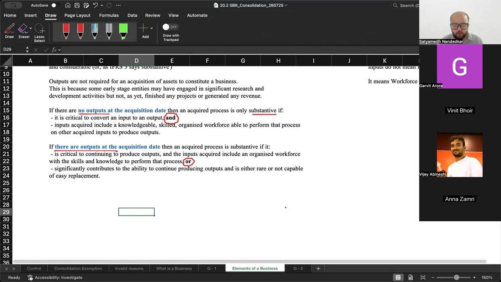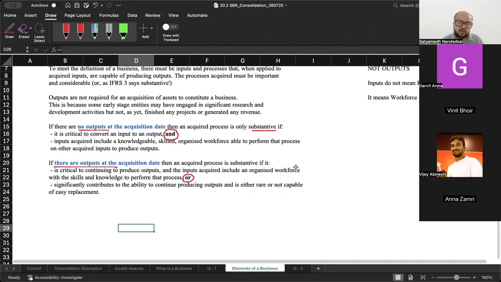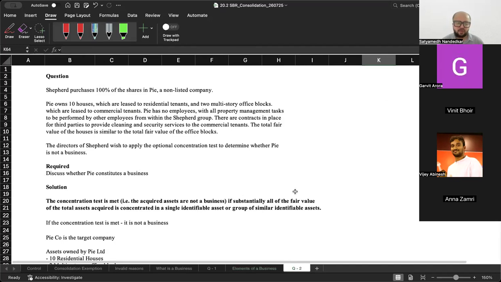Which is why it is important that you understand the significance of why the process is important. With no outputs at the acquisition date, there is an and condition. If there are outputs at the acquisition date, there is an or condition. So be careful while applying that in the exam. Not that they will ask you questions at the same level of detail.